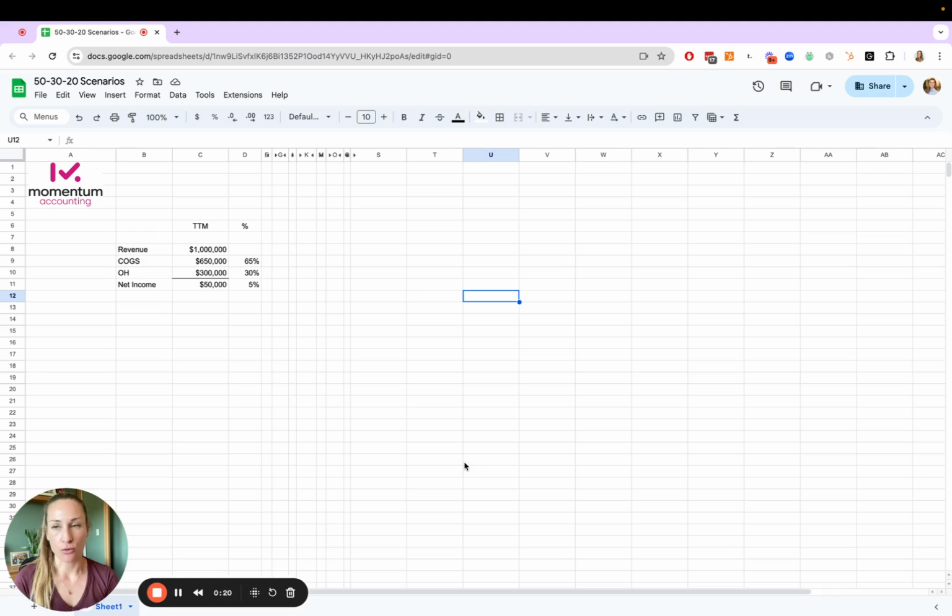So just a quick refresher on the 50-30-20 rule. Basically what it says is you want to spend no more than 50% of your revenue on your direct costs or COGS, cost of goods sold. Those all mean the same thing. And then you want to spend no more than 30% of your revenue on your overhead costs. And then that leaves you with 20% left over for net income.